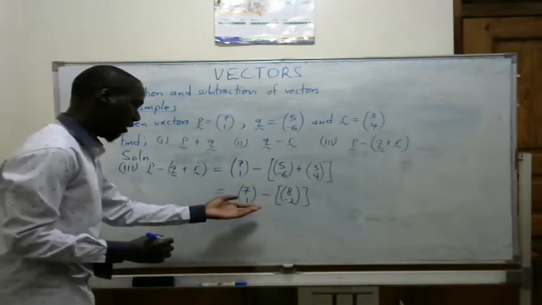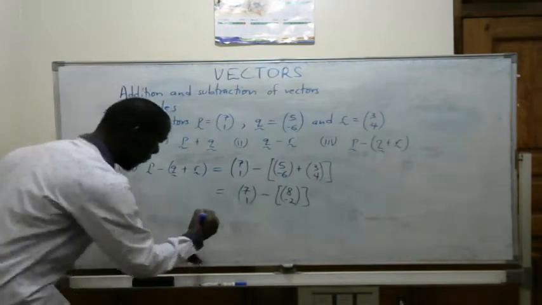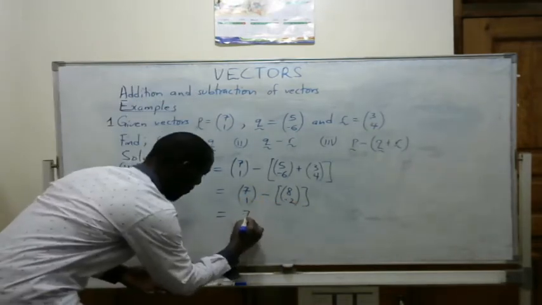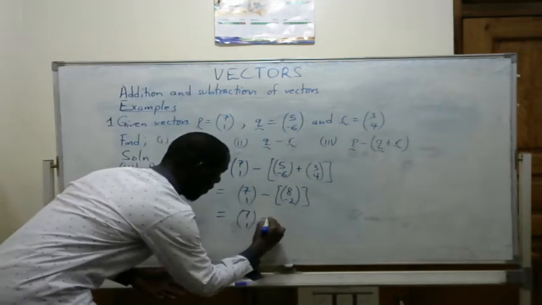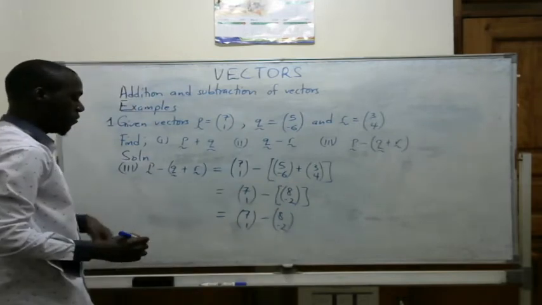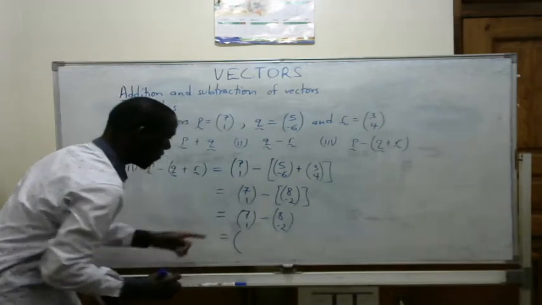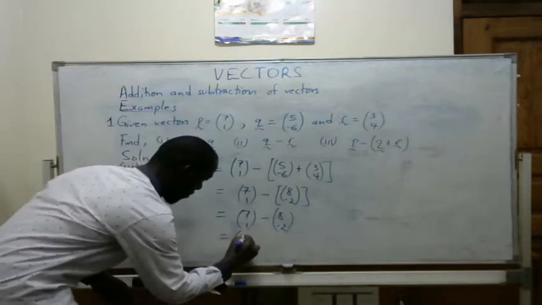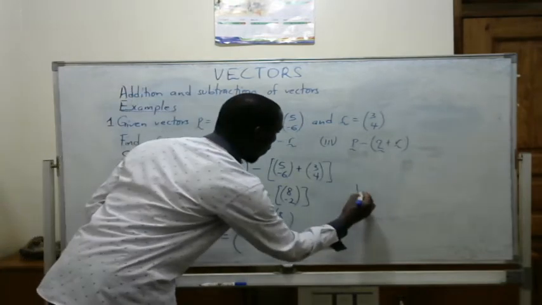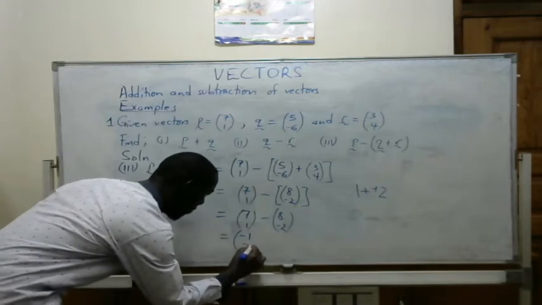And now finally I have 7, 1 minus 8, negative 2. These brackets here shouldn't confuse you. When we subtract, finally, I'll be having 7 minus 8, the negative 1. Then 1 minus negative 2. This becomes a plus, and I have a 3.